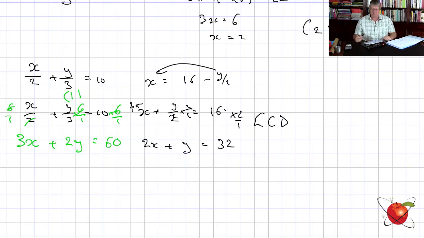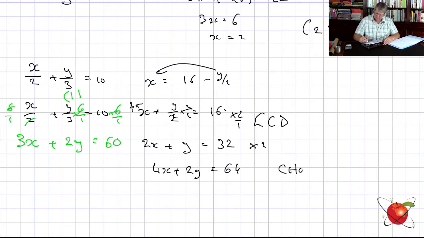Now, choose which one you want to get rid of. You can choose x or y. I know I've said it before. It's your choice. Choosing the easier one allows you to do it quicker. So here, the 3 and the 2 means I've got to multiply equation 1 by a 2 and equation 2 by a 3 to make the x's 6. But what if I just take this one and I times by 2, I get 4x plus 2y equals 64. Therefore, I now choose y. Slide it underneath. 4x plus 2y equals 64.